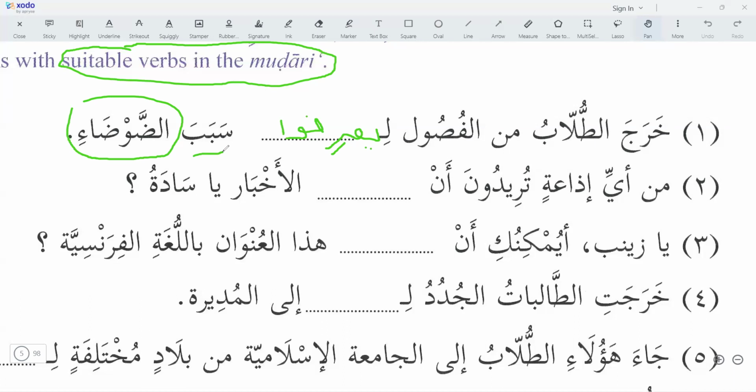من أي إذاعة تريدون أن تسمع الأخبار؟ From which...? تريدون, so it will be أن تسمعوا. تريدون is plural, so تسمعوا, the noon will be dropped. أن تسمعوا. From which radio station do you want to listen to the news?